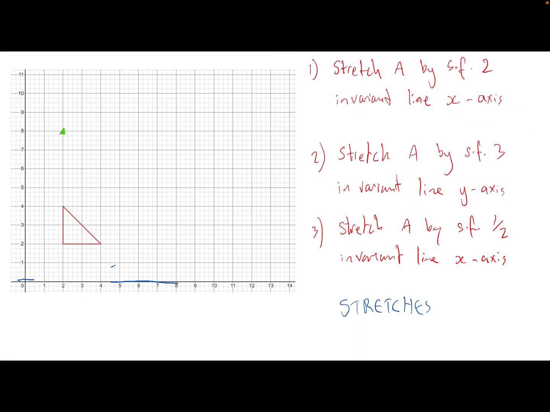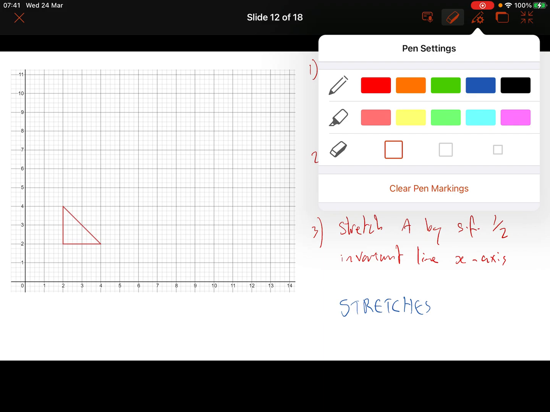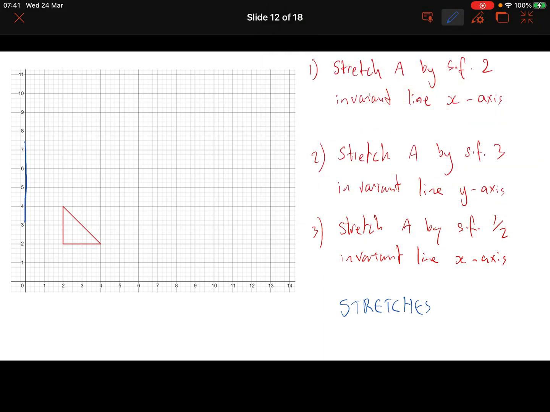Let's just delete this. We've got to do scale factor 3. Invariant line is now the y-axis. So let's draw in the y-axis line. So watch what I do. I'm simply counting from here to here. 1, 2. So 2 times 3 is 6. So this point needs to move here.